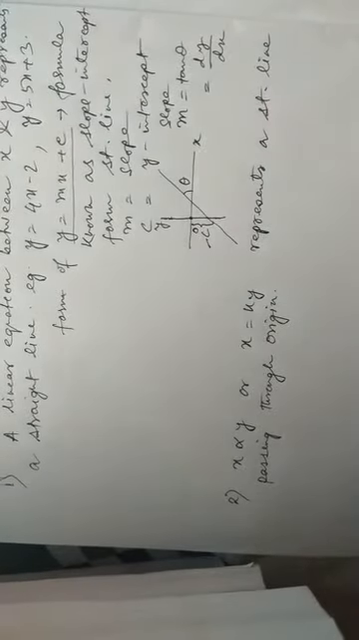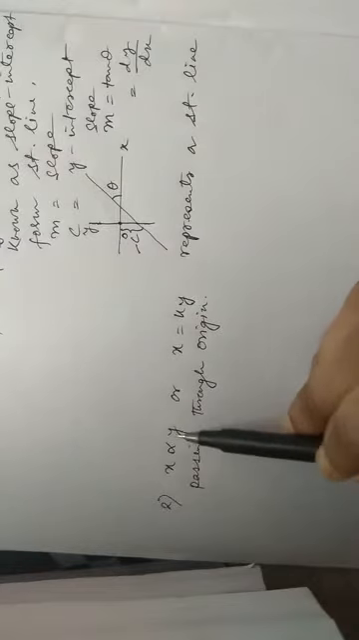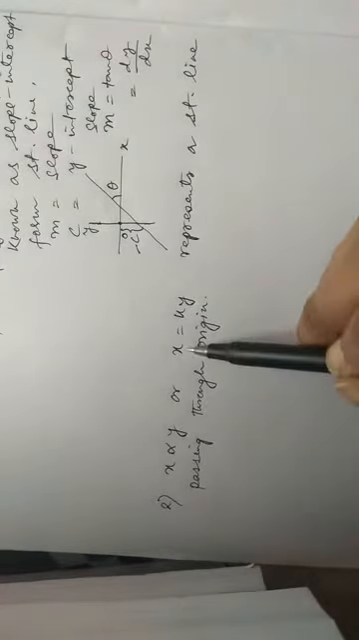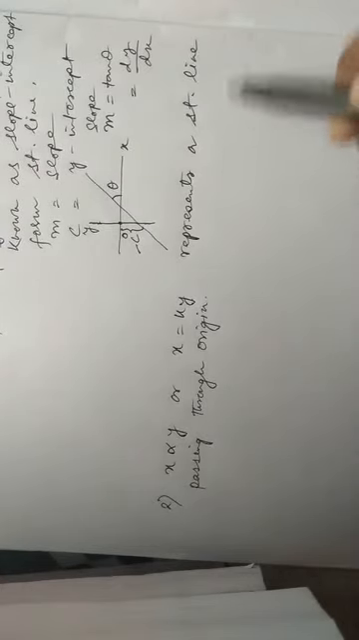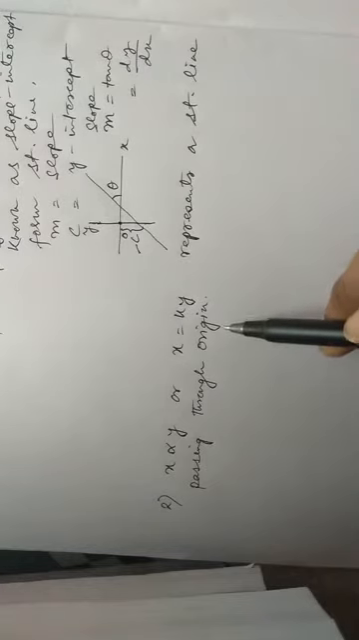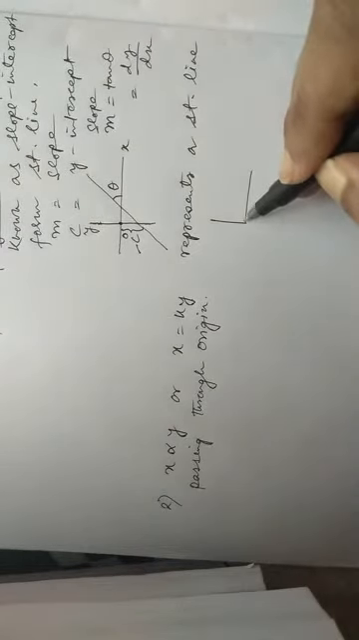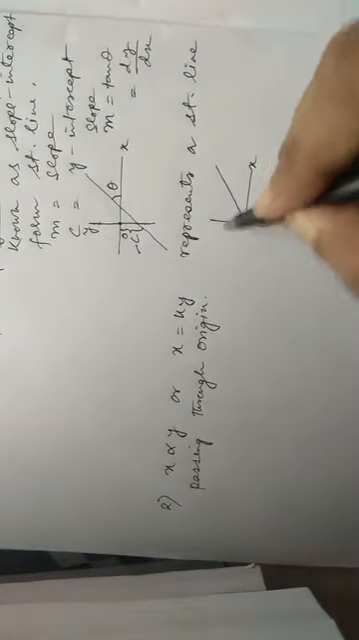The second point, x proportional to y. That means if y increases, x also increases, and vice versa. x is equal to ky, another form of the same, represents a straight line passing through the origin. That means whenever a relation in physics comes like this, x proportional to y, we always have to represent it as a straight line which starts from the origin.